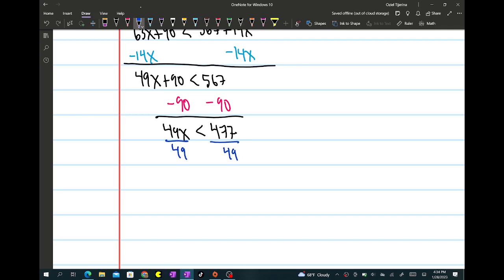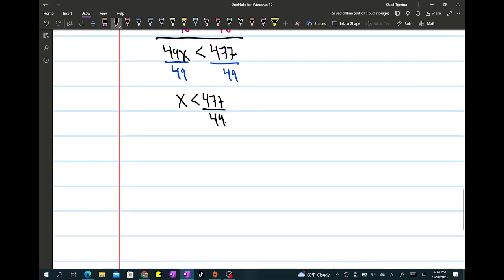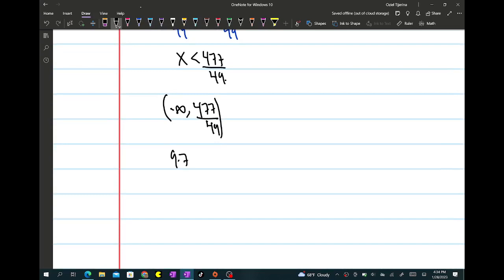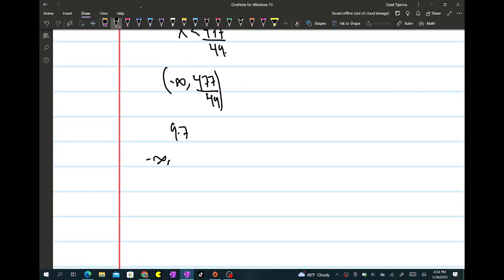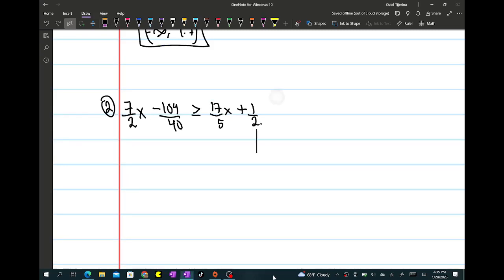When you do that, we end up with x less than 477 over 49. In interval notation, it would be from negative infinity to 477 over 49. You can also do it as a decimal if you want. As a decimal, it would be about 9.7, so you would say from negative infinity to 9.7. That would be the answer for this, and if they wanted it in inequality form, this would be the form in terms of an inequality. Okay, so this one, we're going to do a little bit differently.